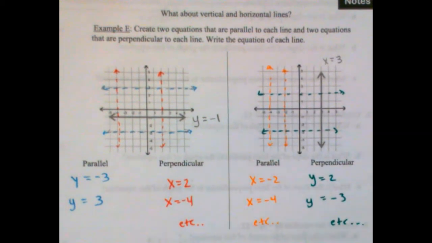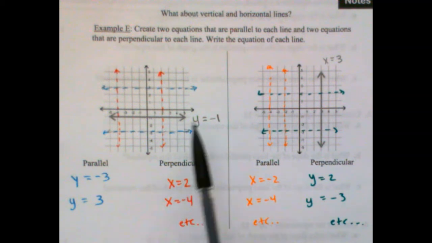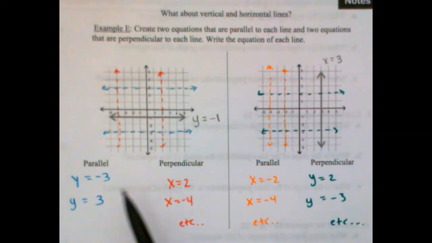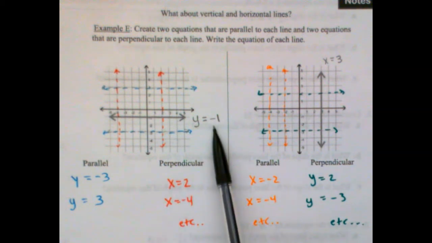so something like y equals 2 or y equals -3, etc. would be perpendicular. So the overarching theme of these two examples is that a line parallel to y equals or x equals is just y equals or x equals. A line perpendicular is just the opposite letter. So if I have y equals something and I want a perpendicular line, I could pick x equals something, and any of those would work.